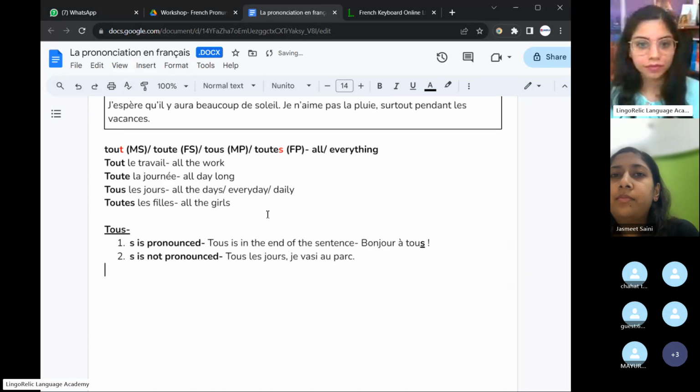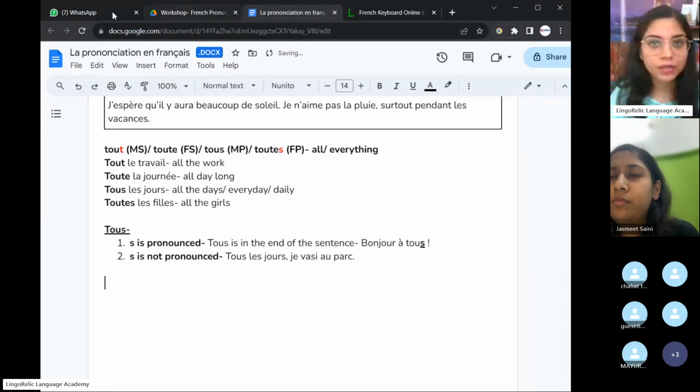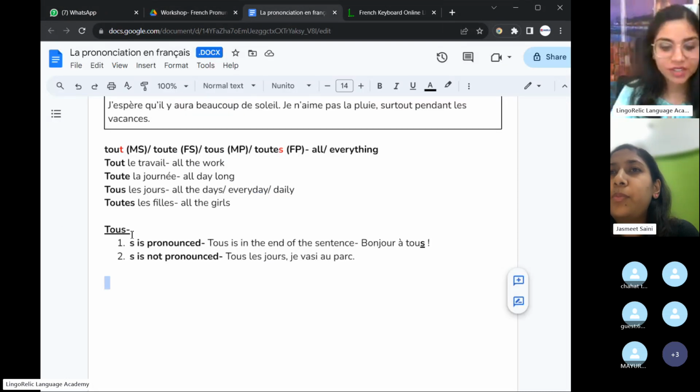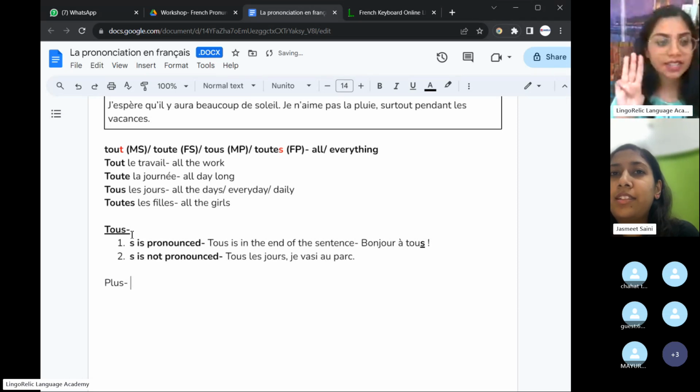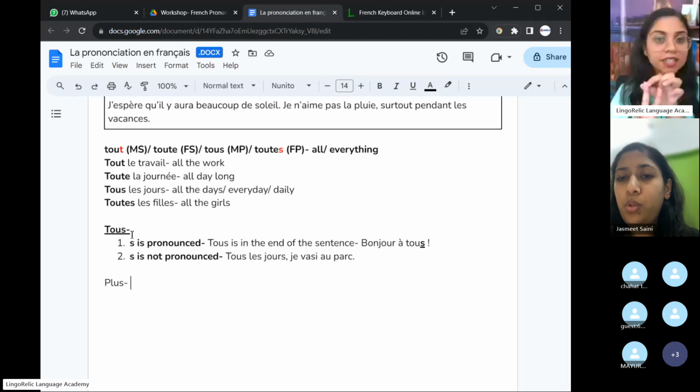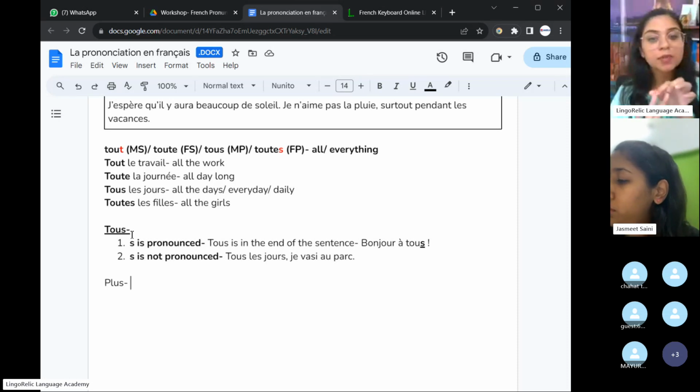There is a similar word called plus, and like... Yes, please. Plu and plus. That's right. So sometimes it is pronounced plus and sometimes plu. It actually has three pronunciations. One is plu, second is plus, third is plus with a z sound.